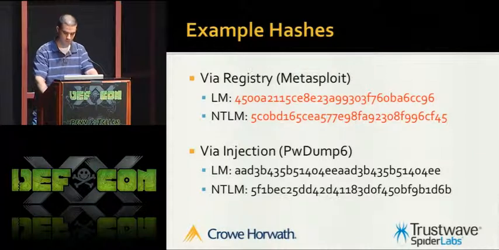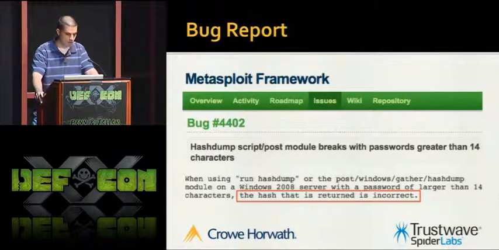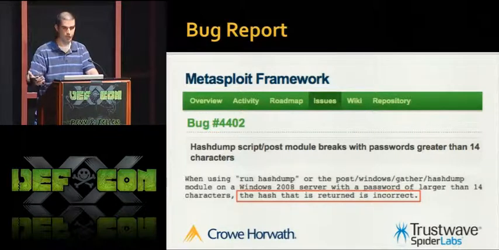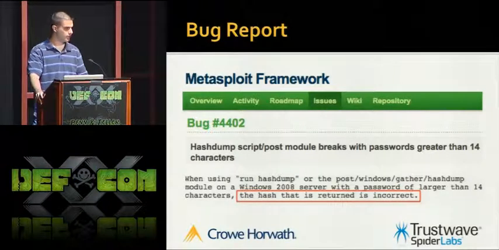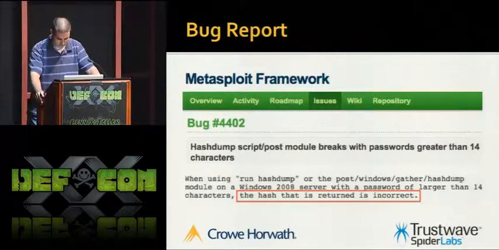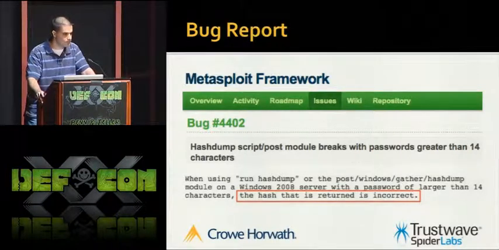But what did the Googles say? I wanted to know. Turns out there's a Metasploit bug where pretty much the same situation happened. A gentleman says, hey, I have a Windows 2008 server, and I make a password that's longer than 14 characters, which inherently means I don't generate an LM hash. And he says, I run the hash dump script, and the hashes are incorrect. They never crack. So at this point, I'm like, all right, phew. I'm not crazy. It's not just me. There's something weird going on. We can probably figure something out here.